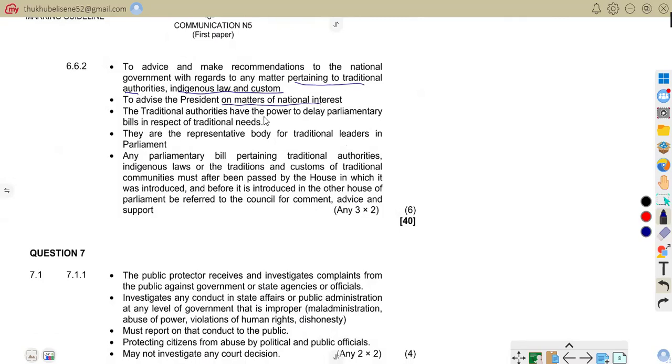The traditional authorities have the power to delay parliamentary bills in respect of traditional needs. They are the representative body for traditional leaders in the parliament. Any parliamentary bill pertaining to traditional authorities, indigenous laws or traditions and customs of traditional communities must, after being passed by the house in which it was introduced and before it is introduced in the other house of parliament, be referred to the council for comment, advice and support. So now we are to move on to question 7.